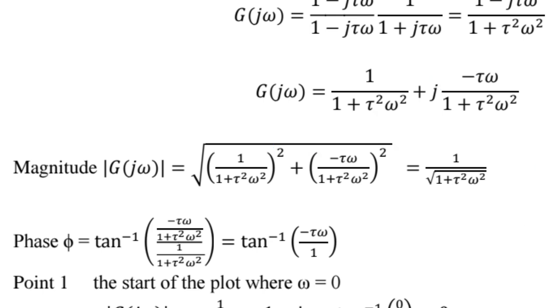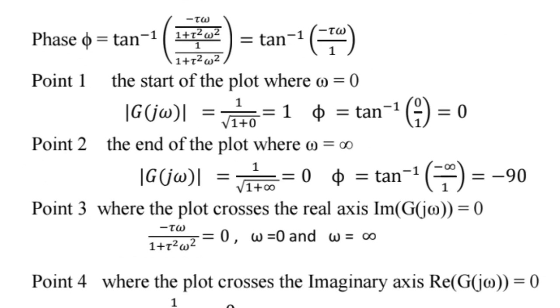Now we need to start plotting the points. First, we start the plot where ω is equal to 0. We substitute that, and the magnitude value is 1 and the phase value is 0. Then we substitute infinity; now the magnitude value is 0 and the phase value is minus 90 degrees.